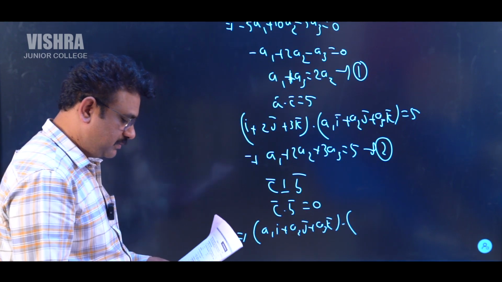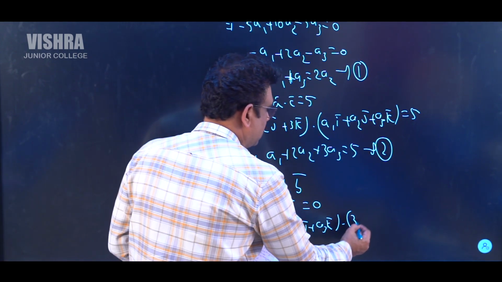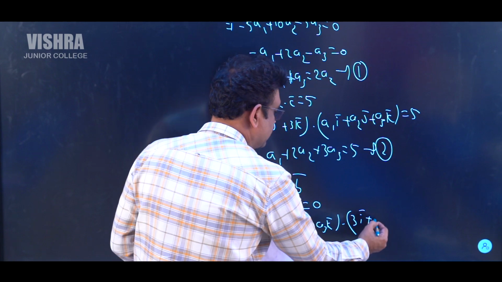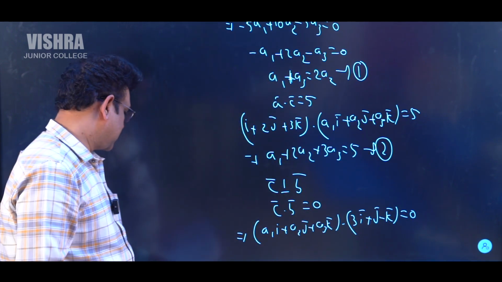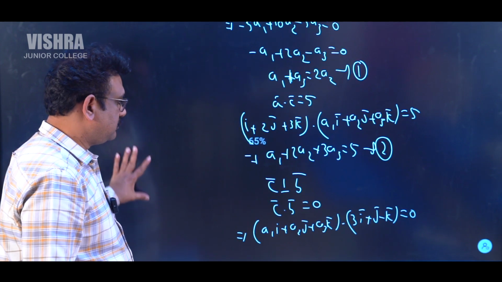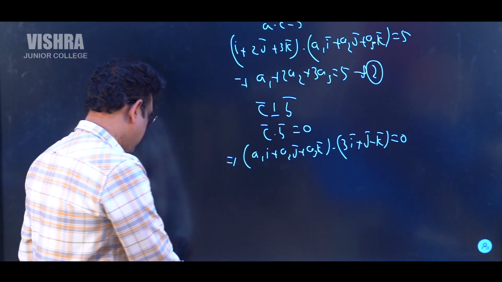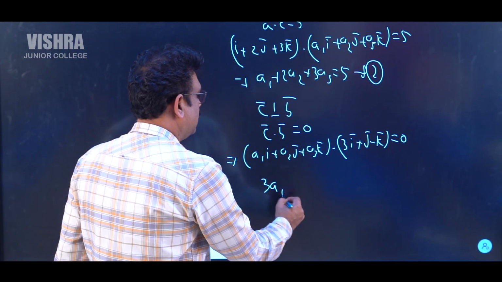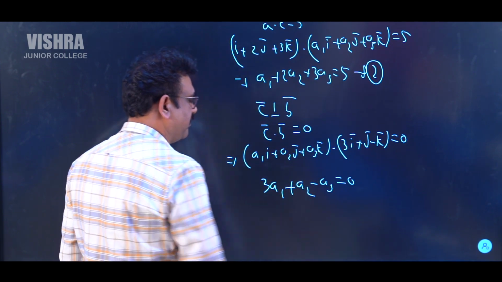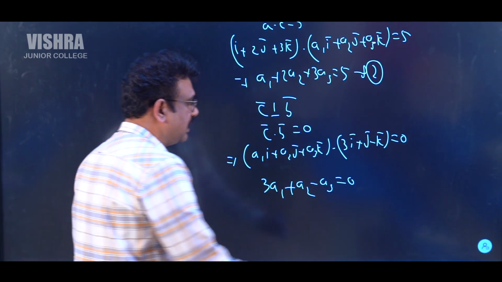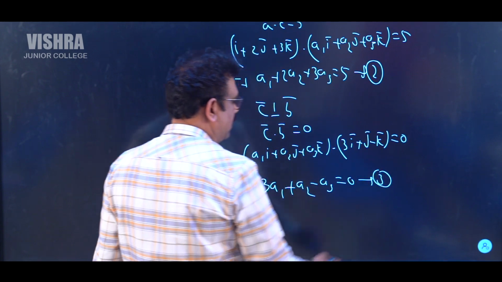B bar is equal to 3I bar plus J bar minus K bar, equal to 0. So that is 3a1 plus a2 minus a3 equal to 0. That is the third equation.